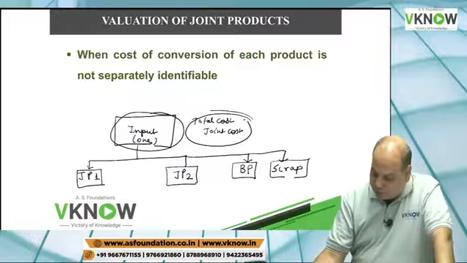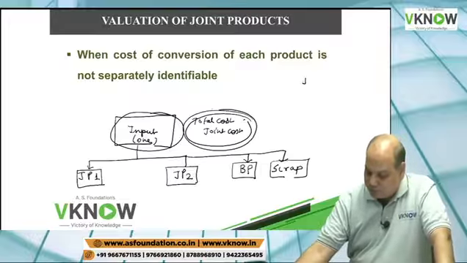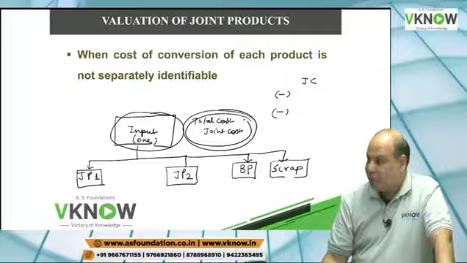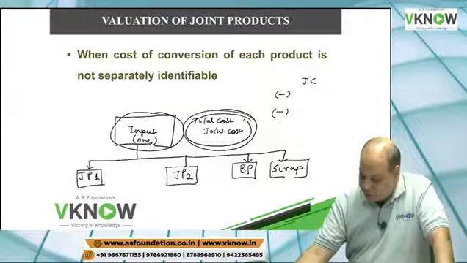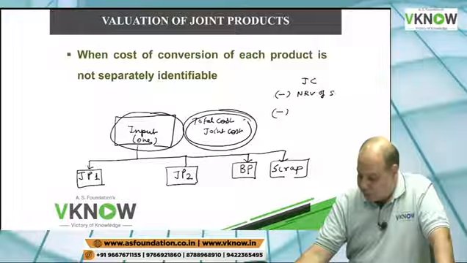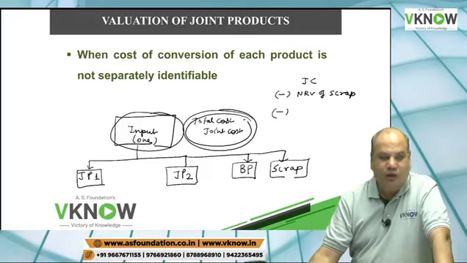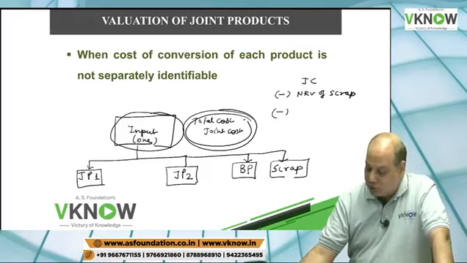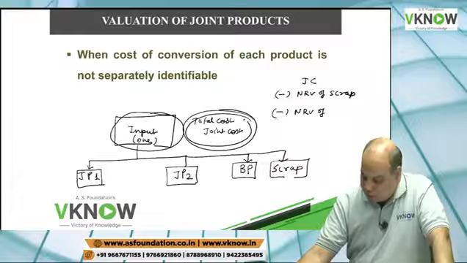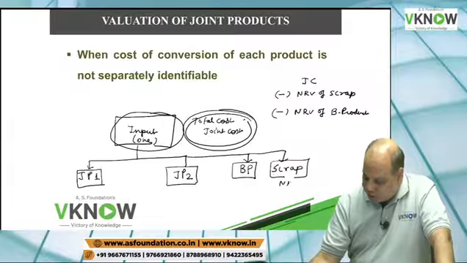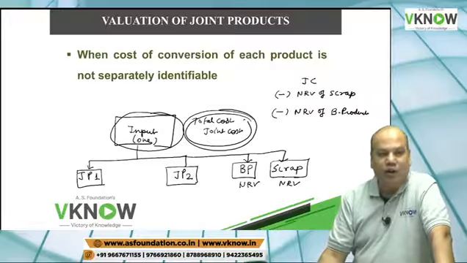So what I will do, first I will calculate joint cost. From that I am going to first deduct two items. Which two items I am going to deduct? NRV of scrap. Scrap means very low value, but there is some value, not zero, and I am going to deduct NRV of byproduct. These two items are again exception. Byproduct and scrap will be valued at NRV because we can't calculate their cost.